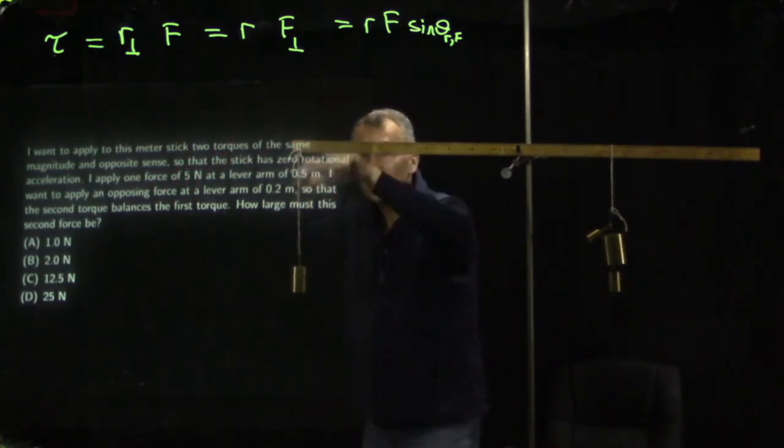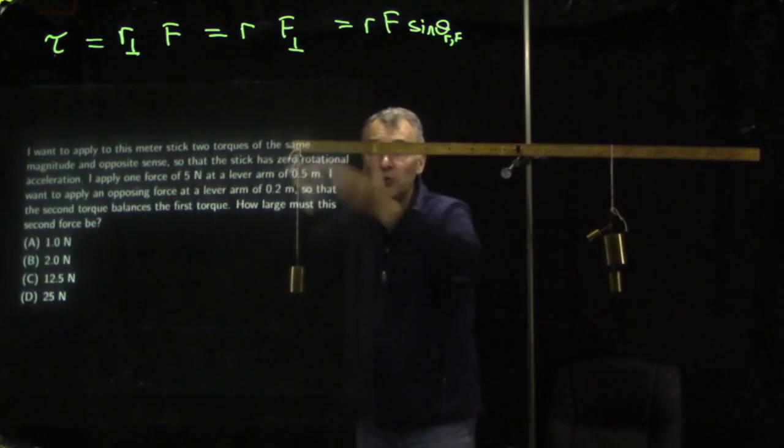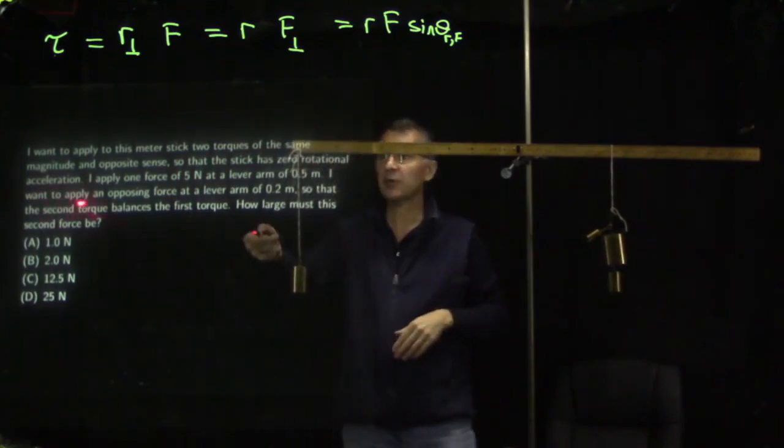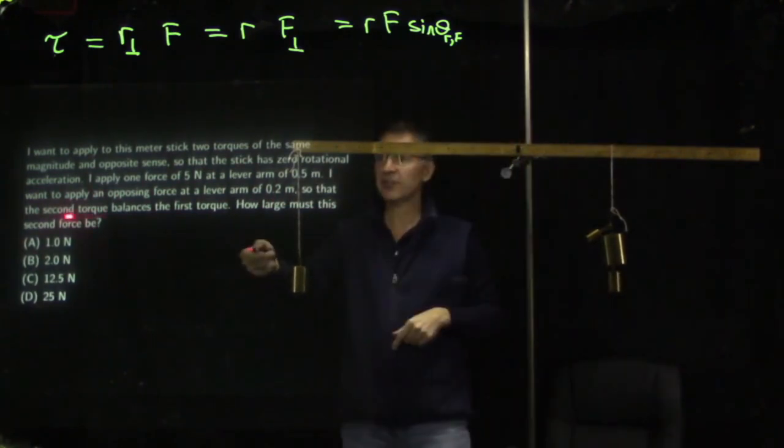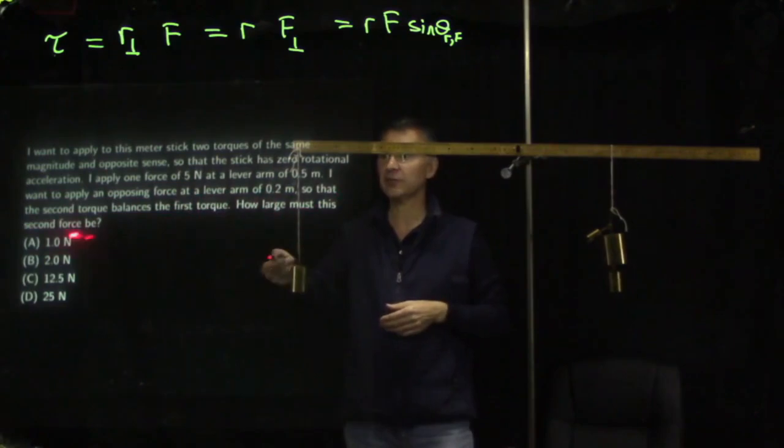And you can see the hole in the stick isn't quite all the way at the end because you can't put a hole all the way at the end, but it's pretty close to half a meter. I want to apply an opposing force at a lever arm of 0.2 meters. So there's 0, 0.1, 0.2, so that the second torque balances the first torque. How large must the second force be?